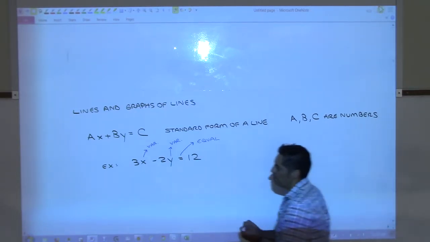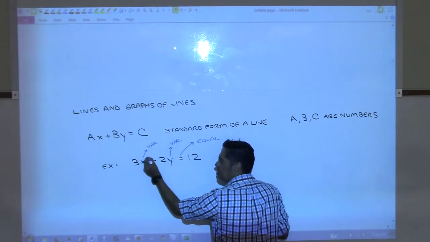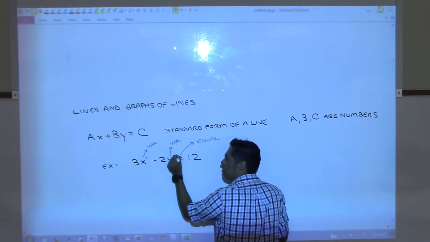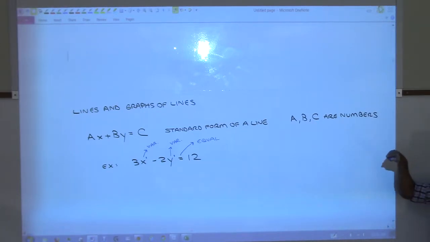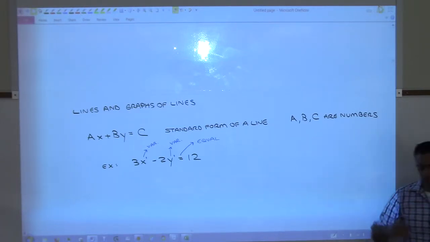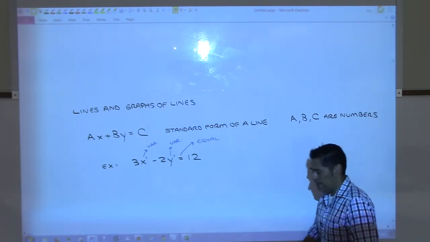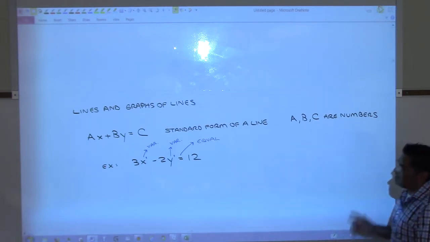Now there's also something I should point out. In these equations, that x is raised to the first power, that y is to the first power. We don't have to write that, but if we see like an x squared in there, it's no longer a line. All right, so two variables, an equal sign, as long as the variables are raised to the first power, we have a line. All right? So that's the standard form of a line.